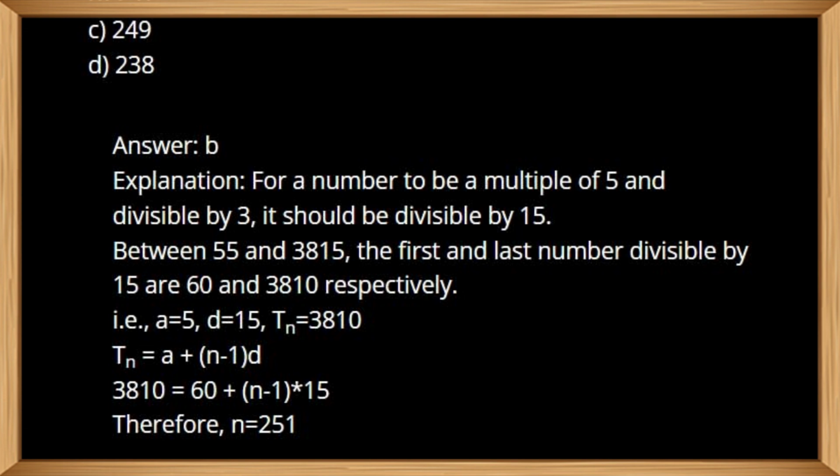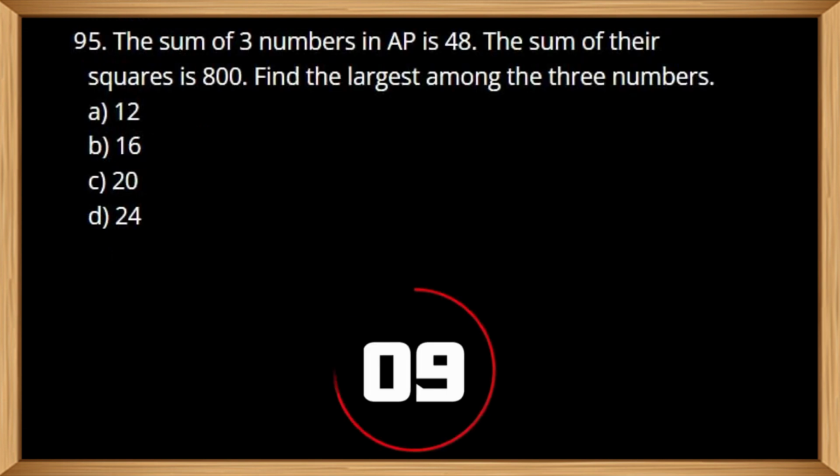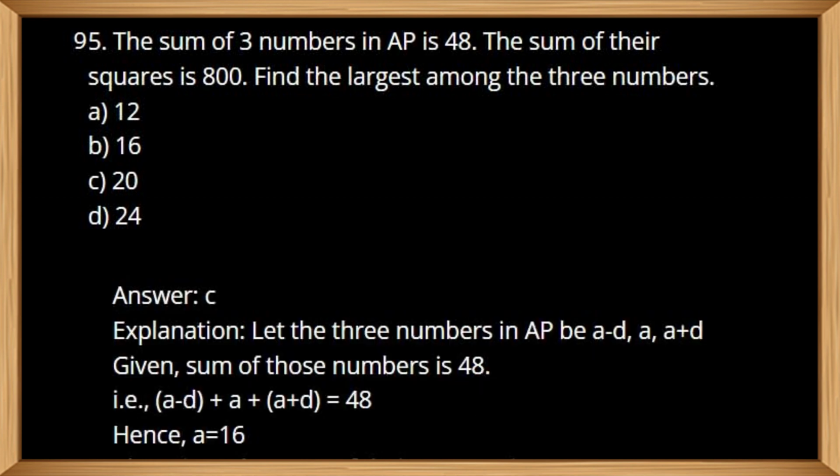251. The sum of three numbers in AP is 48. The sum of their squares is 800. Find the largest of the three numbers. Option C 20.